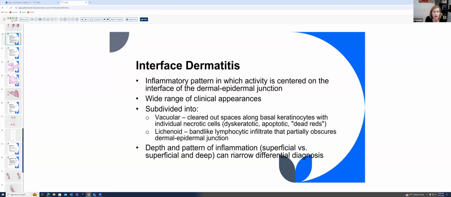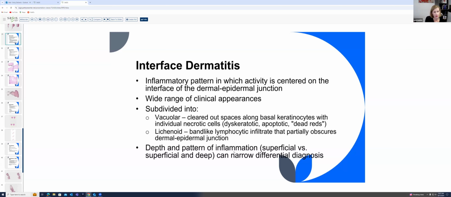The final pattern that we'll talk about in this talk is interface dermatitis, which refers to an inflammatory pattern where the activity in the skin is centered on the interface of the dermal epidermal junction, so kind of along the basement membrane zone. And this interface dermatitis can be subdivided into vacuolar interface change and lichenoid interface change. Vacuolar refers to cleared out spaces along the basal keratinocytes and typically shows individual necrotic cells. They can be called dyskeratotic, apoptotic, or even dead reds.